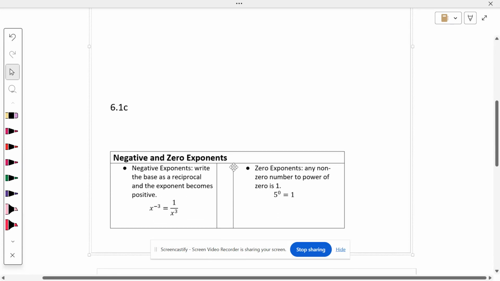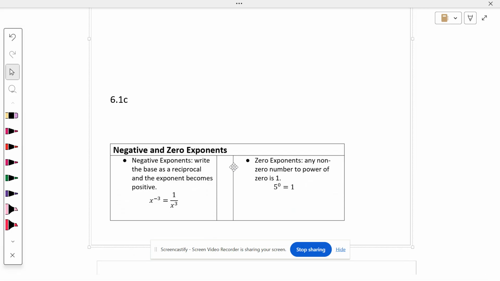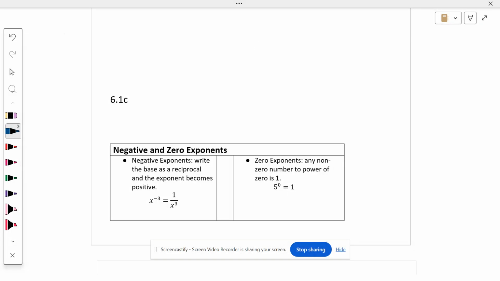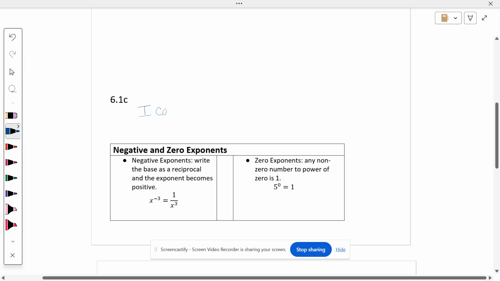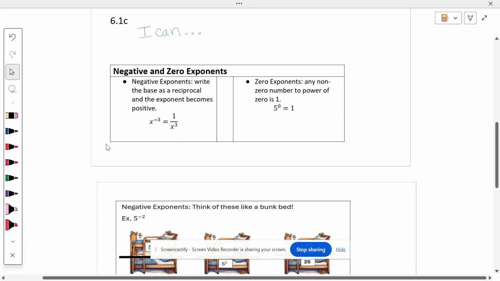All right. So today's lesson is on negative and zero exponents. And this is probably my most favorite lesson because I just think that negative and zero exponents are both really cool. So the first thing that you need to do is remember you're going to write down your I can statement. You're going to get that from the handout that you were given for your Unit 6 journal. So it's going to start off something like, I can. And you're going to fill the rest of that out. Okay, this is your 6.1c, negative and zero exponents.